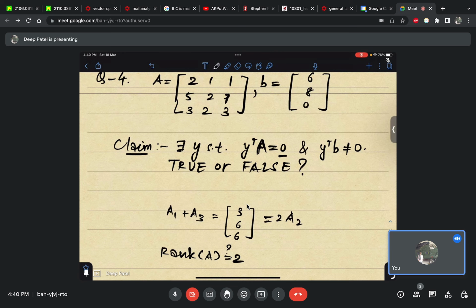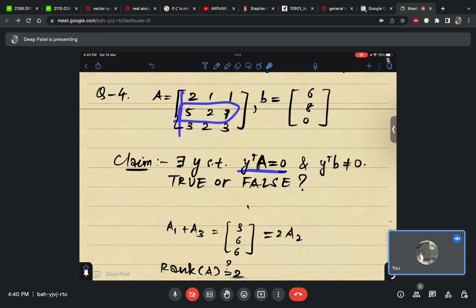So based on this, maybe you can think of something. Y transpose A is equal to 0 and Y transpose B not equal to 0. So actually, I would suggest, you're somewhat on the right track. Instead of AY equals 0, we are looking at A transpose Y equals 0, right? What we are really looking at here is the row space of A, not the column space.